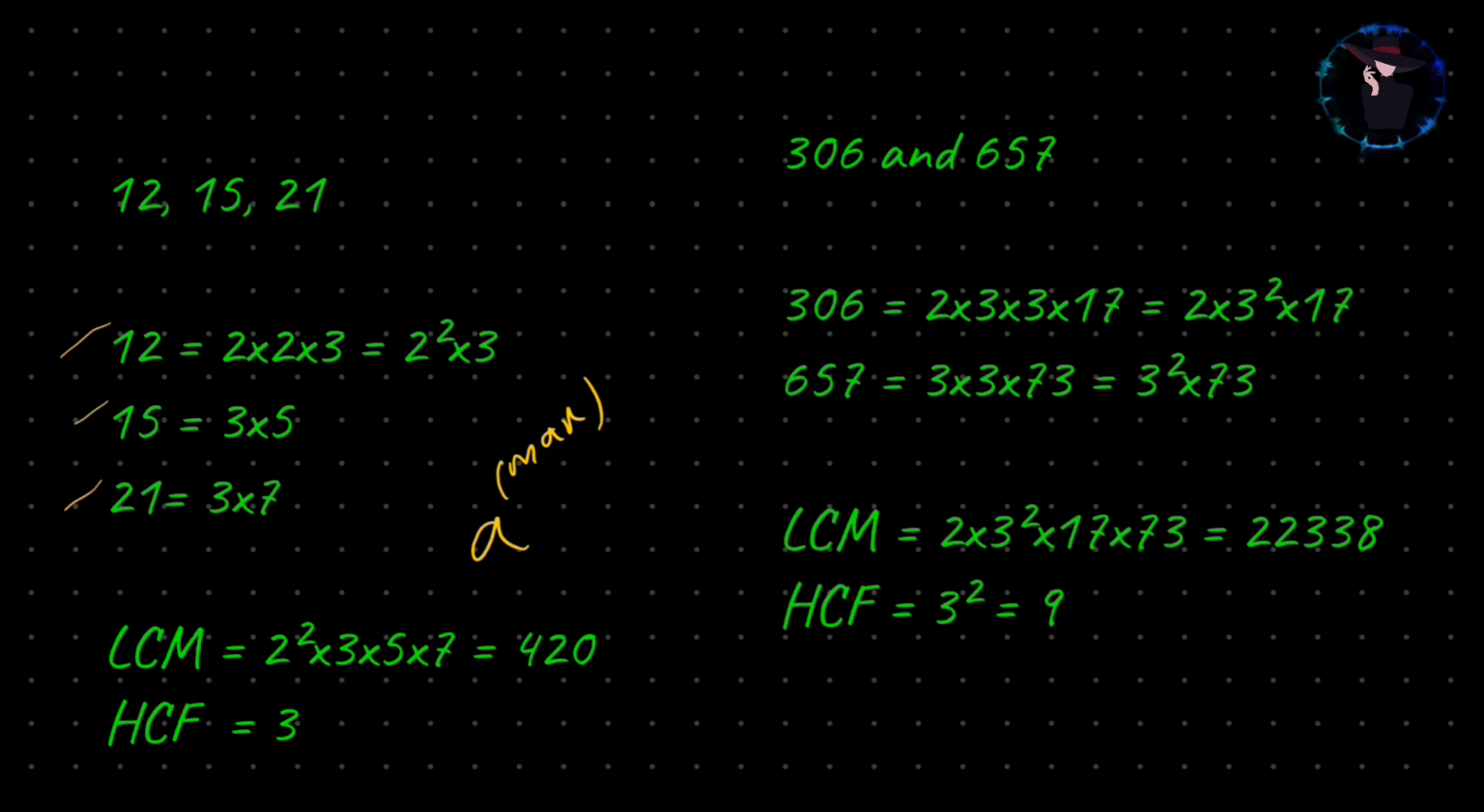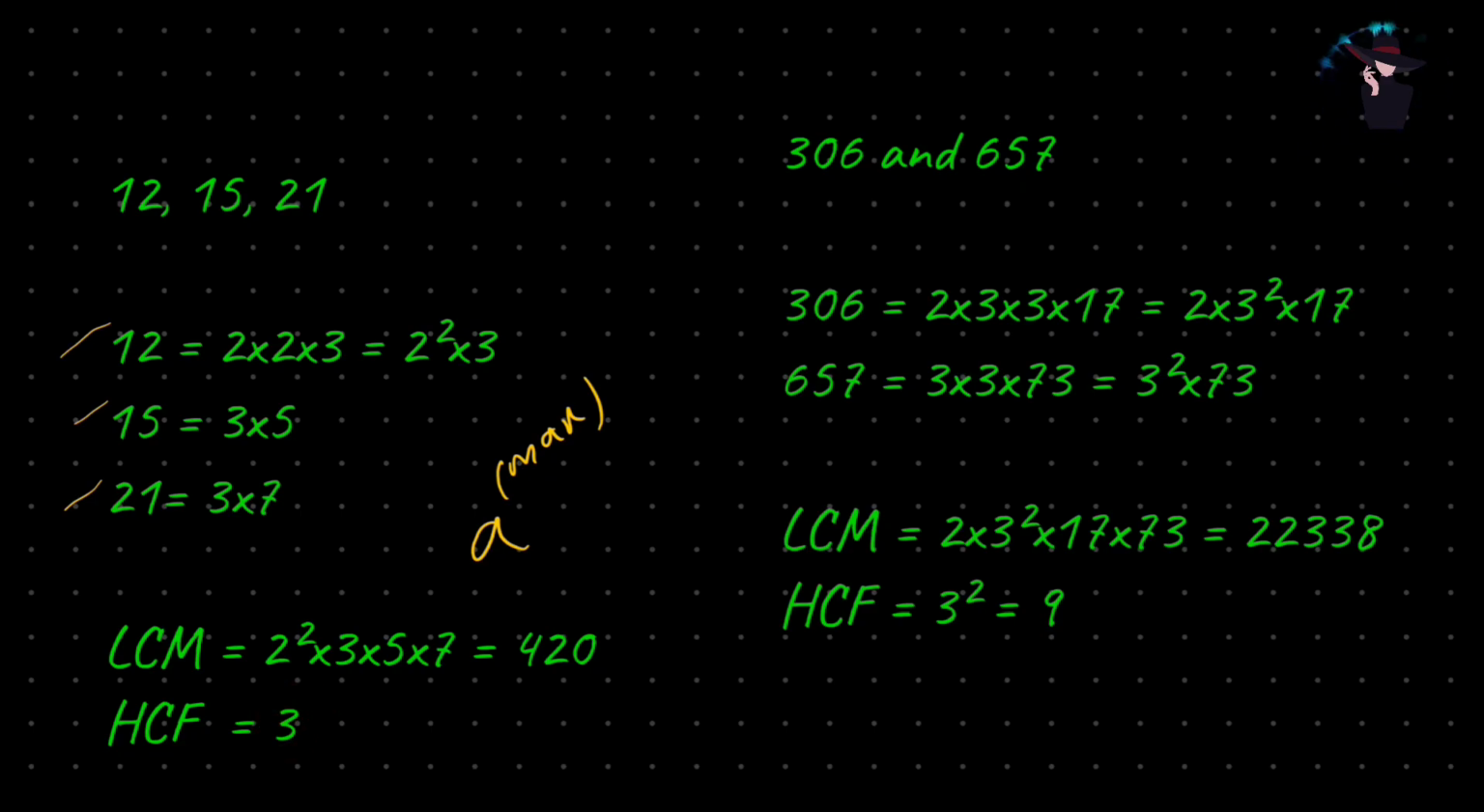You get the answer as 420. So the LCM of the three numbers is 420. HCF is any number that comes in all of these three. 3 here, 3 here, 3 here. So the HCF is 3, the highest common factor.